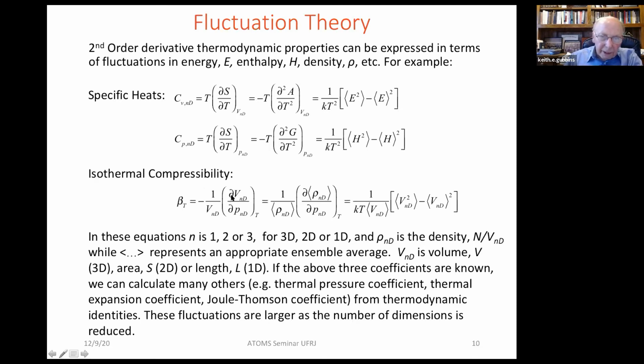It's the fractional decrease in the volume when you increase the pressure isothermally. You can also write it in terms of the density. And this is the mean squared deviation in the volume. So this is an important property.